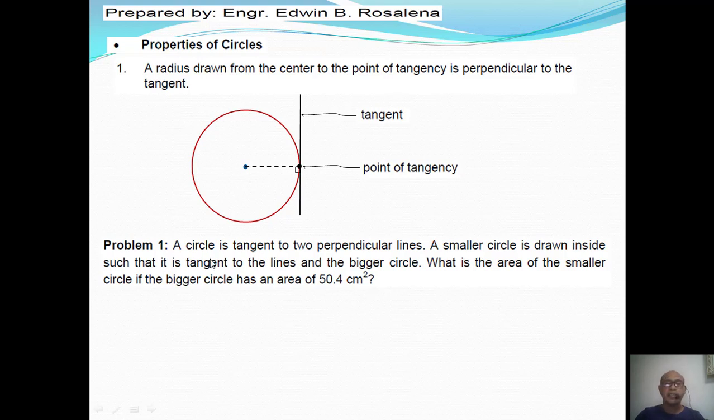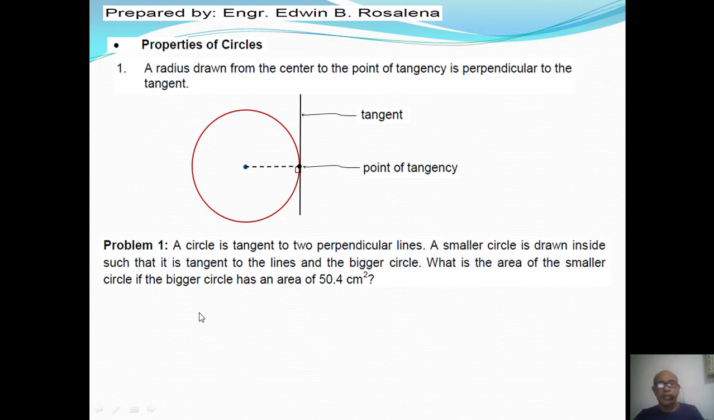Okay, so we have a circle, the given circle, tangent to two perpendicular lines. And then there is a smaller circle which is drawn such that it is tangent to the two lines and also to the given circle. So the bigger circle is the given circle. So what is the area of the smaller circle if the bigger circle has an area of 50.4 square centimeters?